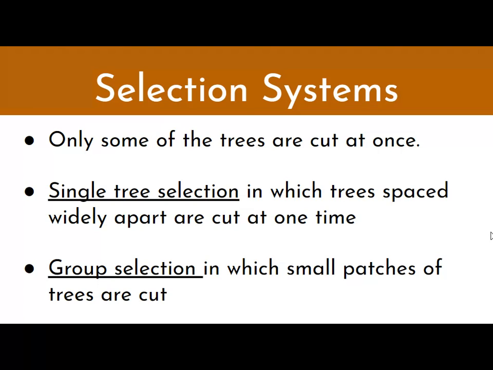And then we have group selection, where small patches of trees are cut. So instead of just going through and randomly picking them out, we've got groups, which is a lot easier to do. Single tree selection systems are probably the most difficult to carry out, money wise, time wise, manpower wise. But they are the least invasive when it comes to the ecosystem.